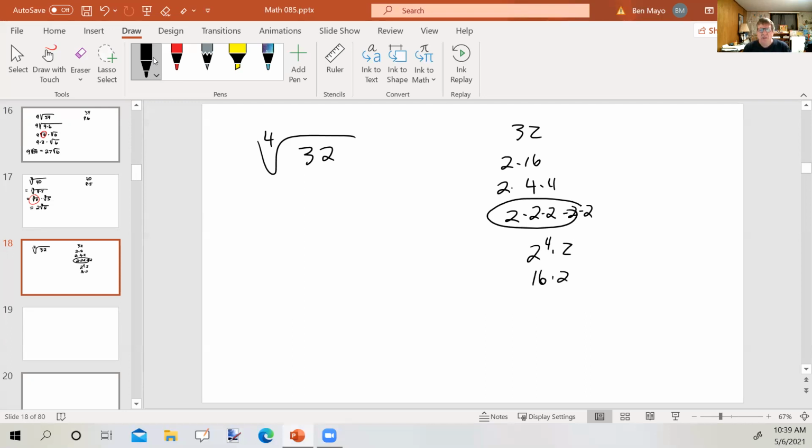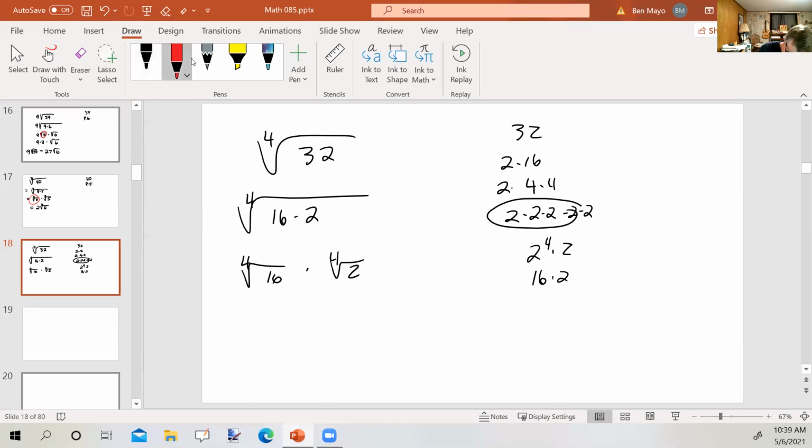My point is 16 is something to the 4th power. And if you already know that, then you wouldn't need to go through this process. But I could write that as the 4th root of 16 times 2, which would be the 4th root of 16 times the 4th root of 2. But the 4th root of 16 simplifies down to 2, so I get 2 times the 4th root of 2.